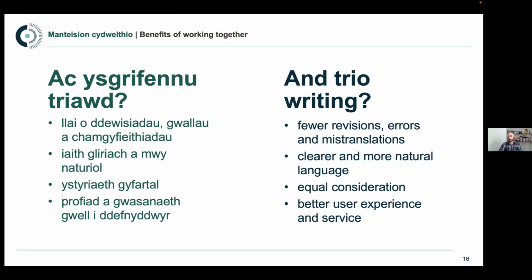We can say that Welsh is not treated any less favorably than English, which is what the law requires as well. It produces better content in both languages, which means better services in the language that your users want to use it.